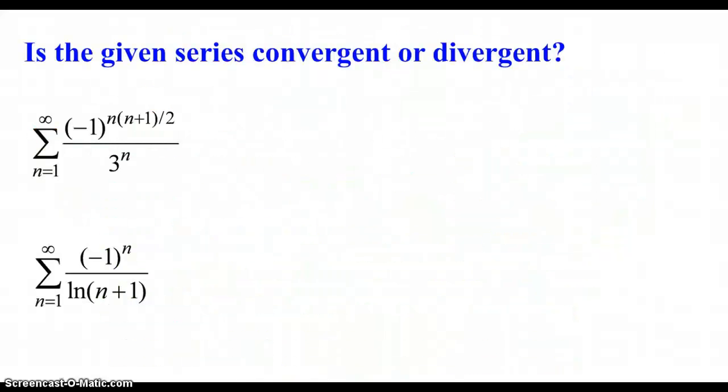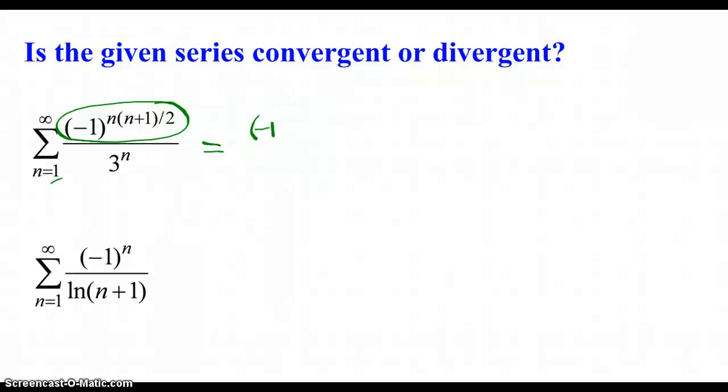So is the given series convergent or divergent? Well, the first thing that we need to do is determine if we're dealing with an alternating series, because if we're not, we're going to have to go pick up one of our positive series tests. So let's generate some terms and see if we have an alternating series. We're going to start with n equal 1.